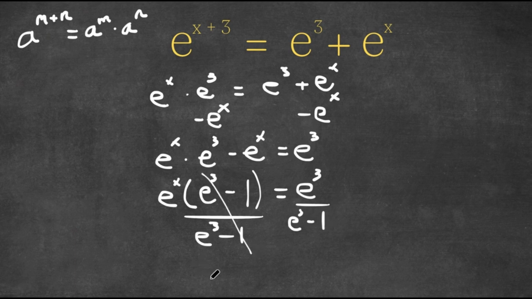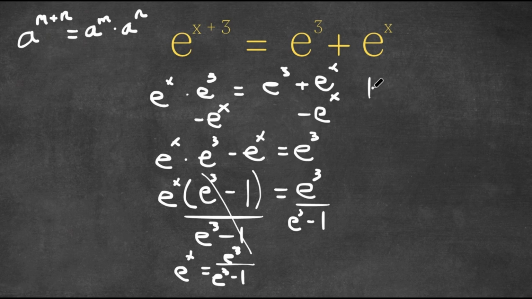These two cancel out, and we get e to the power of x is equal to e to the power of 3 over e to the power of 3 minus 1. Now I'm actually going to take the ln of both sides, because the natural log, or ln, is the inverse or the opposite of e, meaning those two would cancel out.